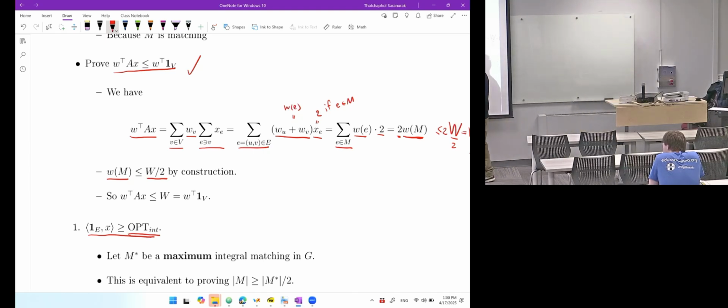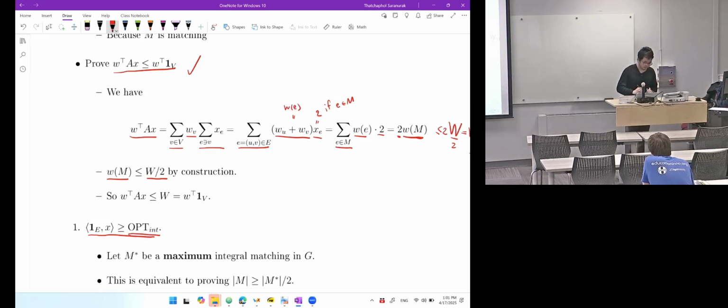Okay. So how to prove this? This is going to be non-trivial actually, but let's prove it still. Let's say that M star is the maximum integral matching in G. Forget the weight and everything. This M star is just the maximum integral matching that we don't know, but we're going to look at it for analysis. And to prove this, it's equivalent to prove that the matching that the oracle returns is as big as M star over 2.